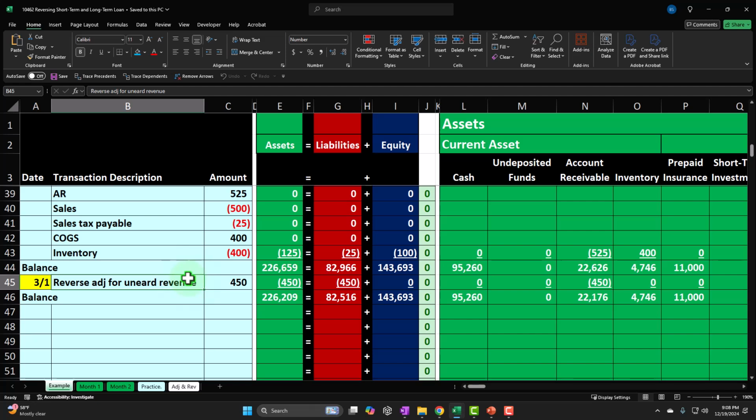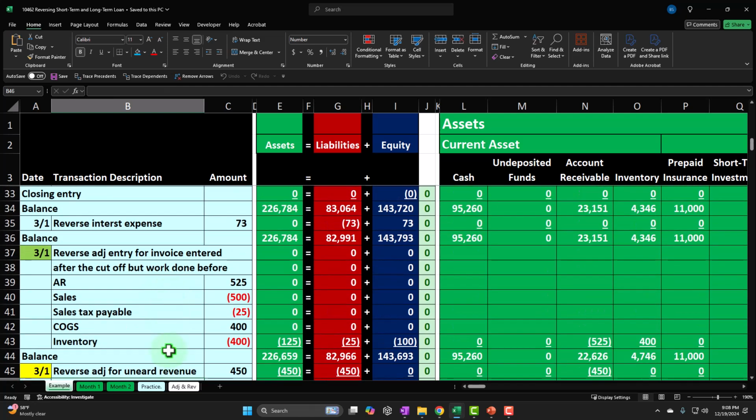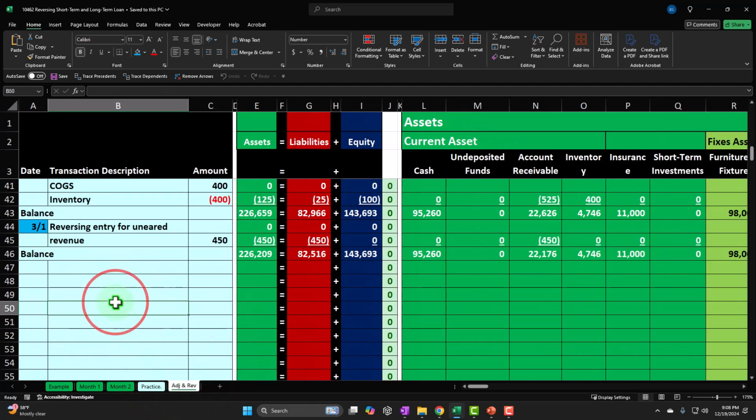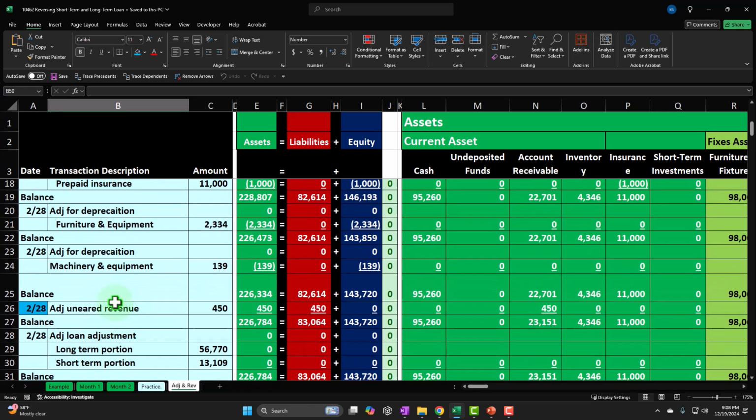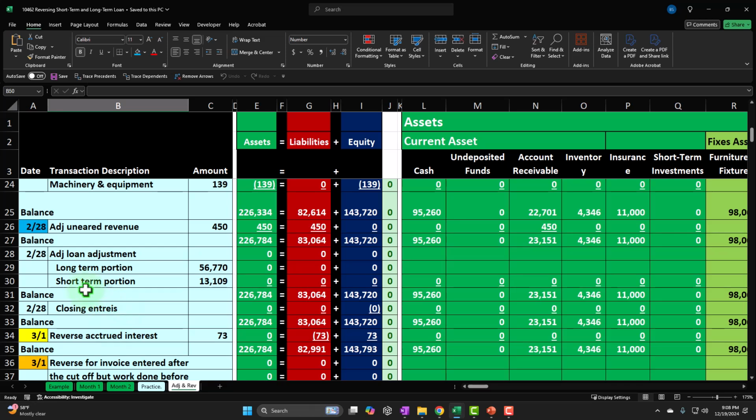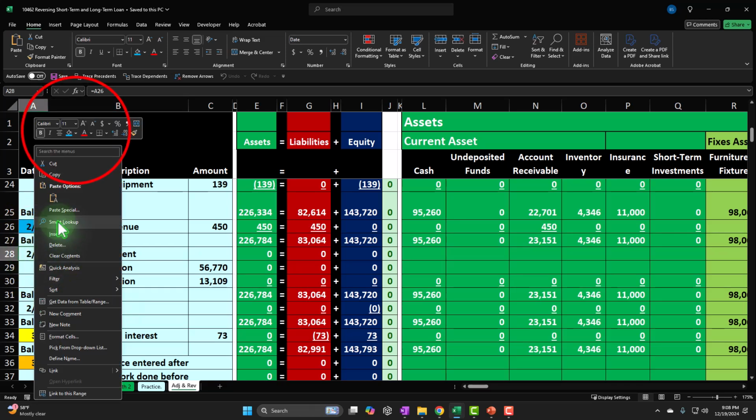So keeping that in mind, we're now looking at the reversing entry for the short-term and long-term loans. Let me just go to the adjusting and reversing tab over here, and let's just see where we had that transaction. So here it is right here. So the adjusting for the loan, let's make this a new color.